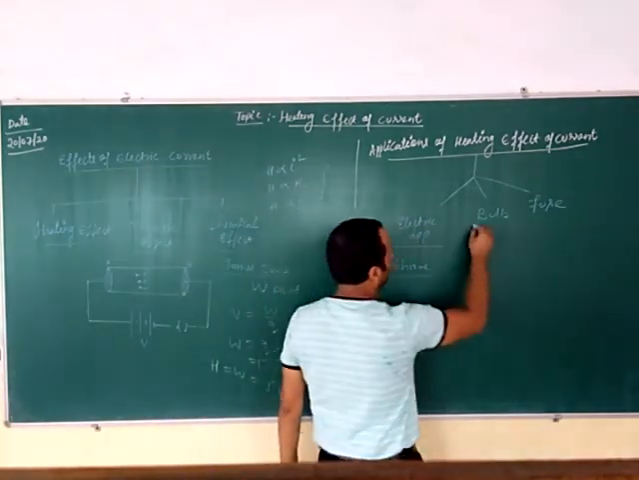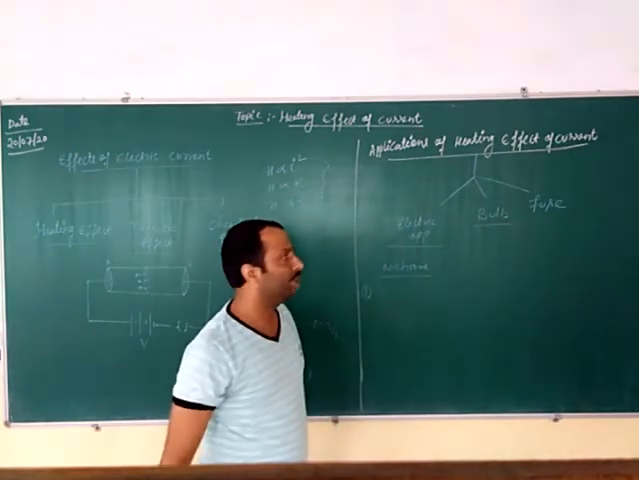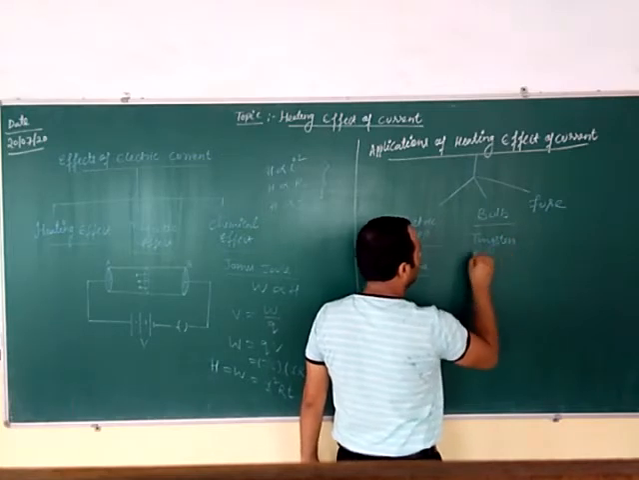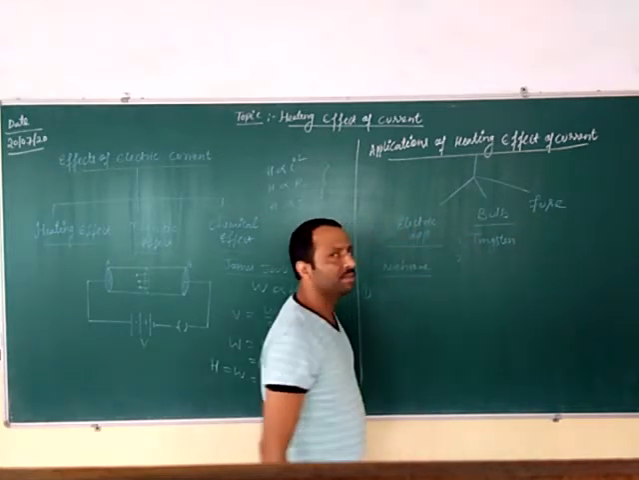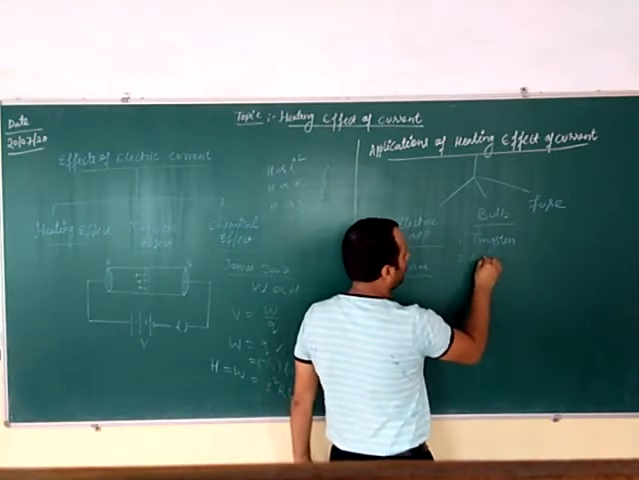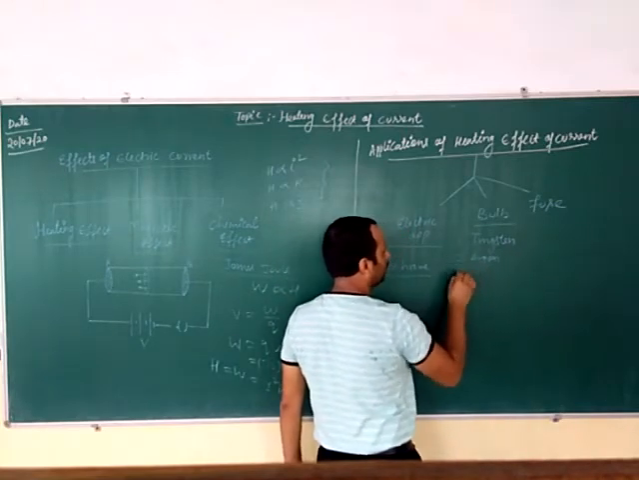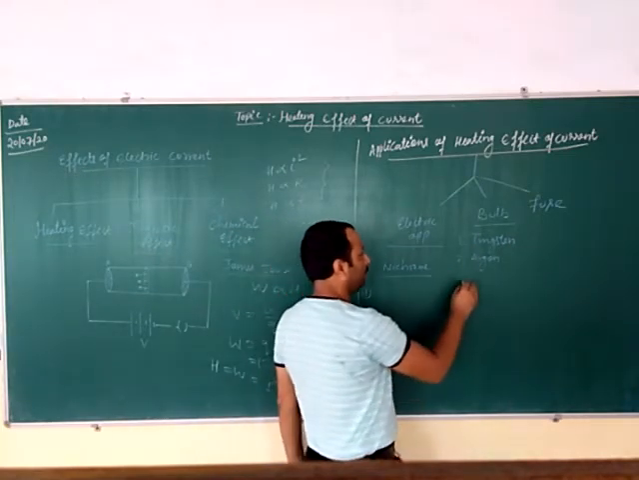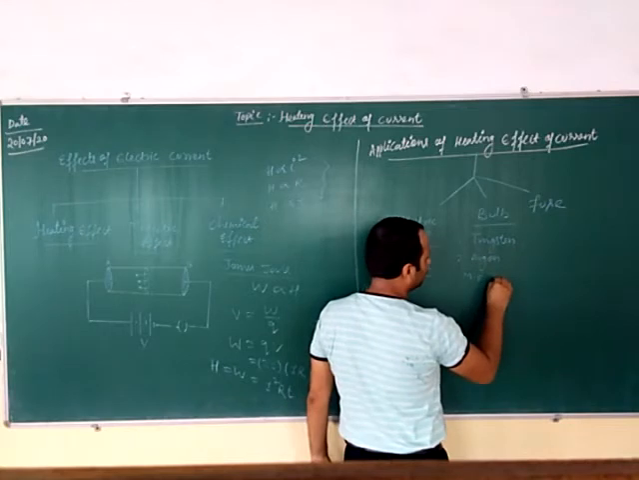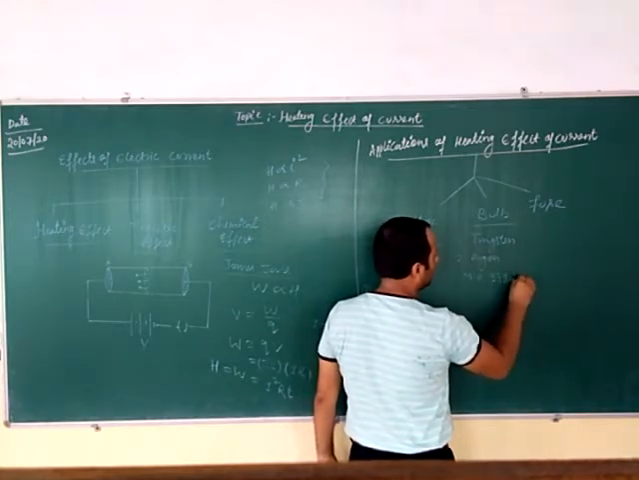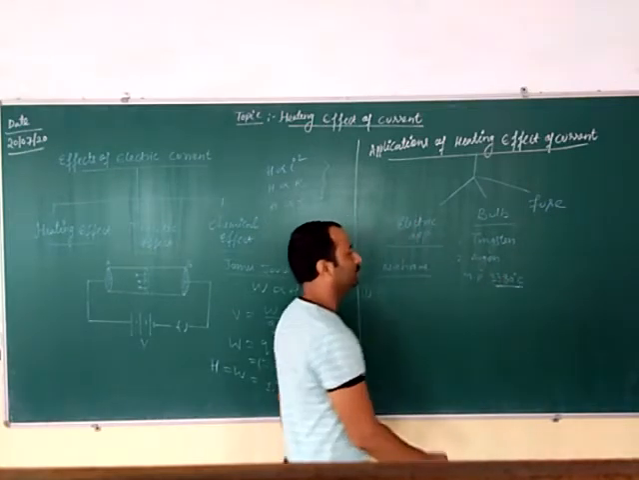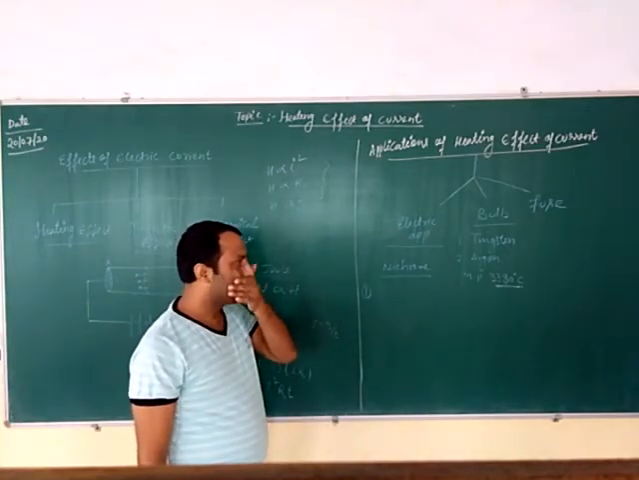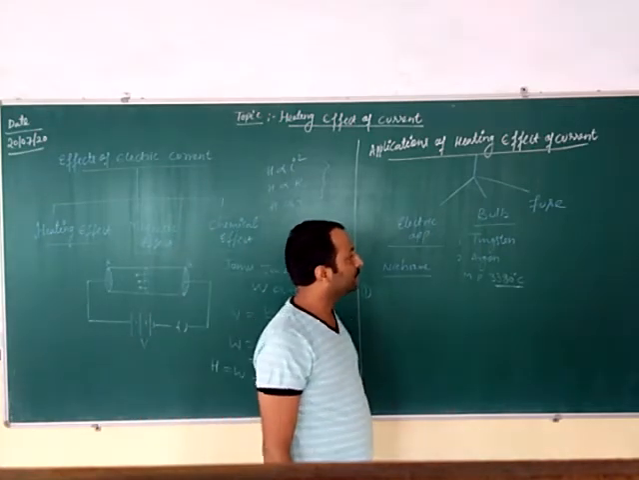Second is the electrical bulb. We all know very well that the electrical bulb filament is made up of tungsten. We also know that it is filled with argon or nitrogen gas. And tungsten has the melting point of 3380 degrees Celsius. This thing also we have to learn, that the melting point of tungsten is 3380 degrees Celsius.